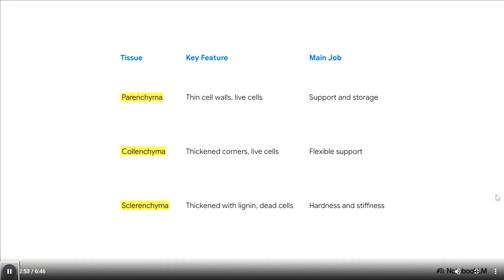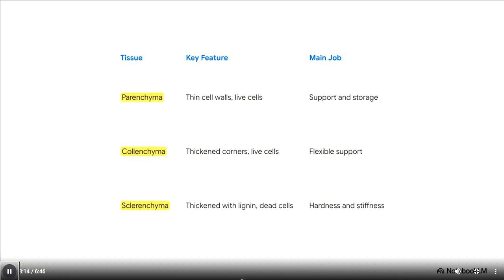Parenchyma has thin walls, which is great for storing food and water. Collenchyma has these thickened corners that give it flexible support, kind of like celery. You can bend it, but it doesn't just snap. And then there's sclerenchyma, which is reinforced with a tough substance called lignin, making it super hard. Think of a nutshell, or that slightly gritty texture you sometimes get when you bite into a pear?